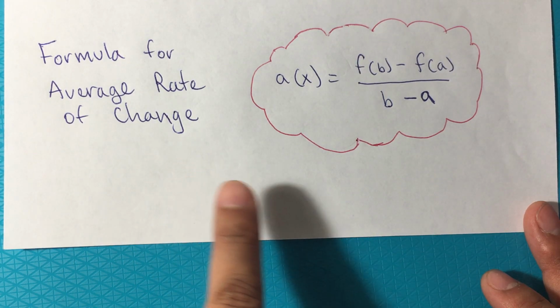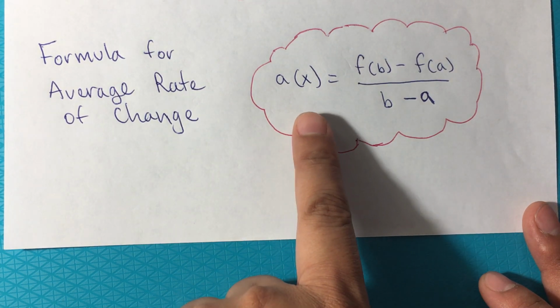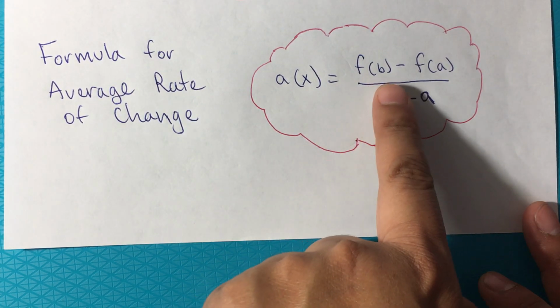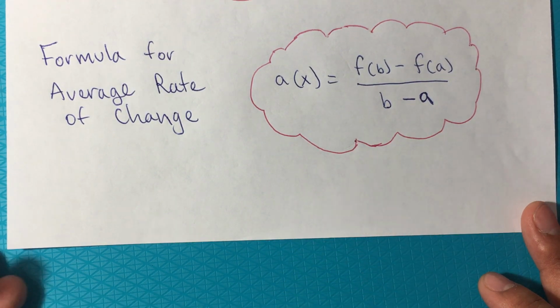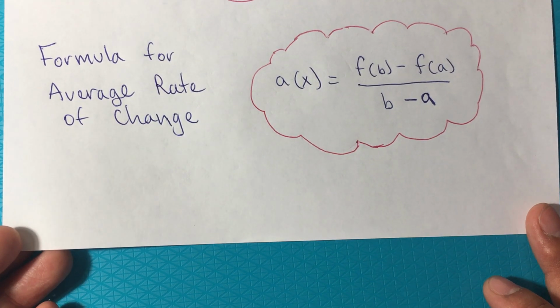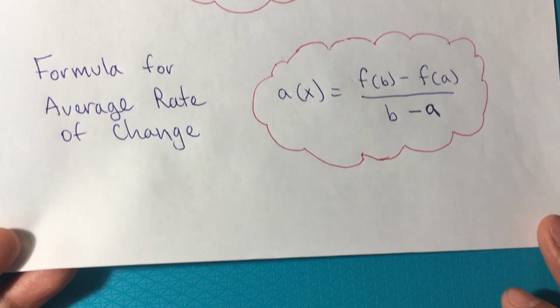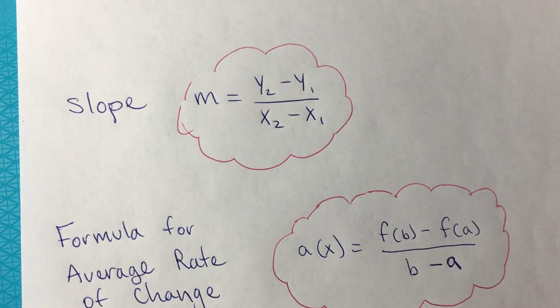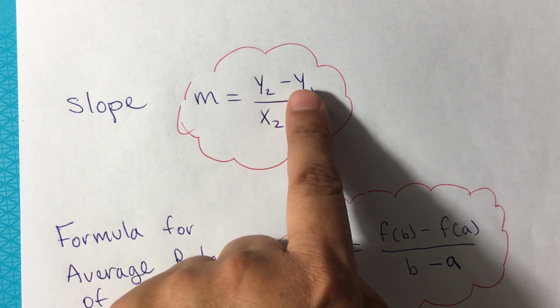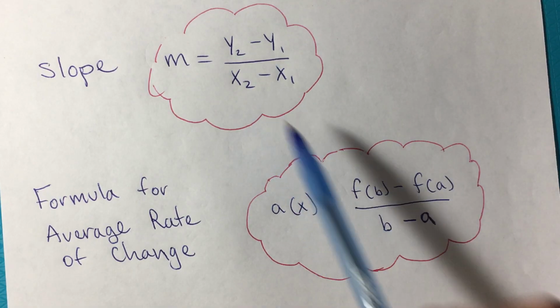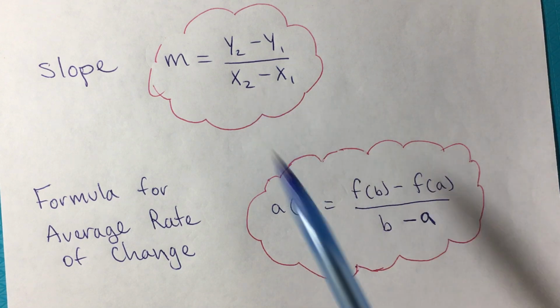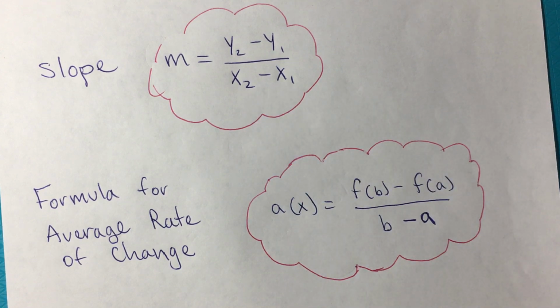And this is the formula for the average rate of change: f of b minus f of a over b minus a. But what does that mean? And how does it relate to the slope formula, m equals y2 minus y1 over x2 minus x1? I would like for you to compare the structure of both of these formulas so that once we're working with the average rate of change, you can see the relationship.